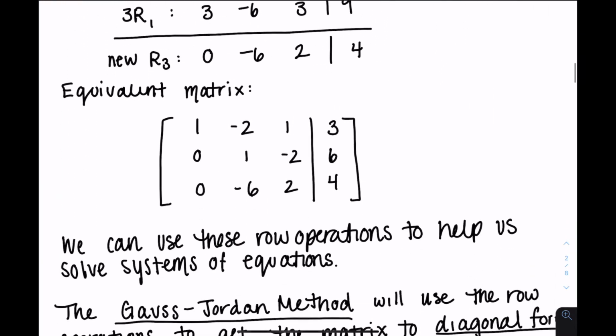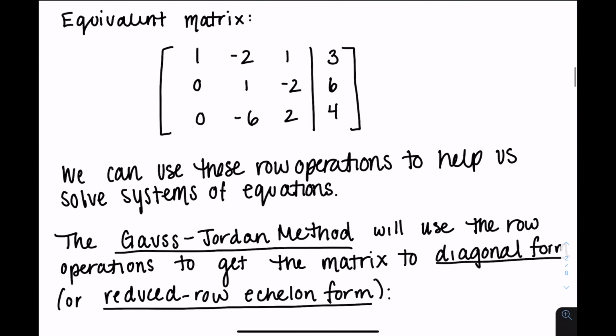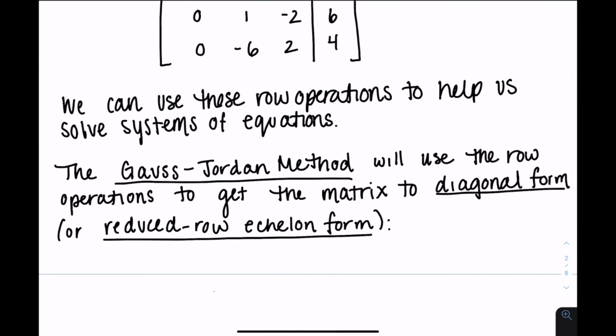These row operations are going to help us solve these systems. The method we're going to use is called the Gauss-Jordan method. We ultimately want to get our matrix to what's known as diagonal form, or you might hear it referred to as reduced row echelon form.